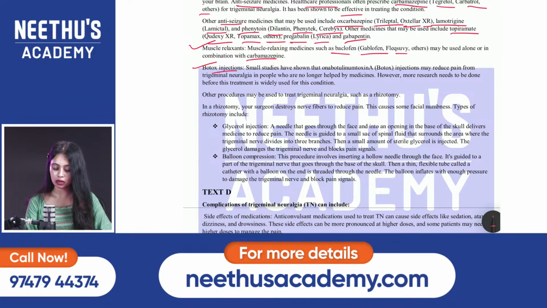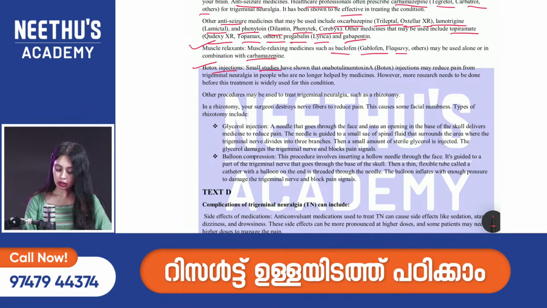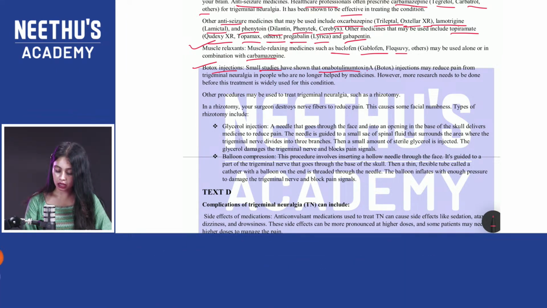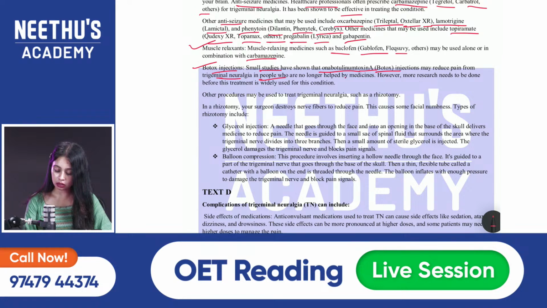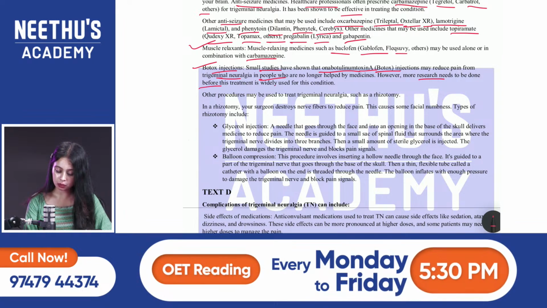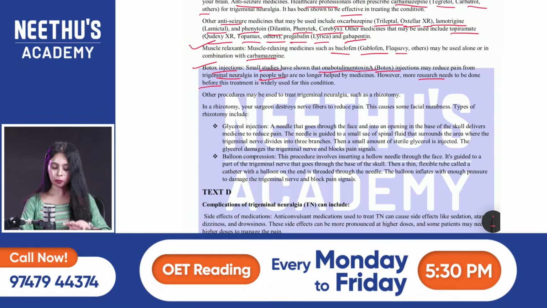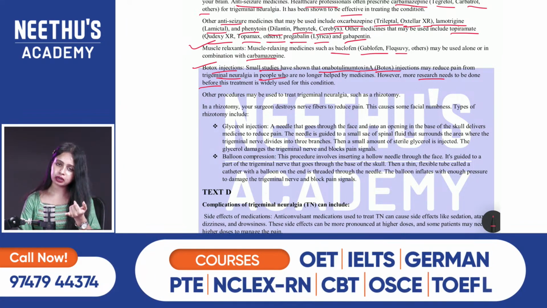Botox injections will be there. Small studies indicate research. Then onabotulinum toxin A. Yeah, very lengthy name. Botox injections may reduce pain from TN in people who are no longer helped by medicines. However, more research needs to be done before this treatment is widely used for this condition. With it, three words, research related words and time related words are there.